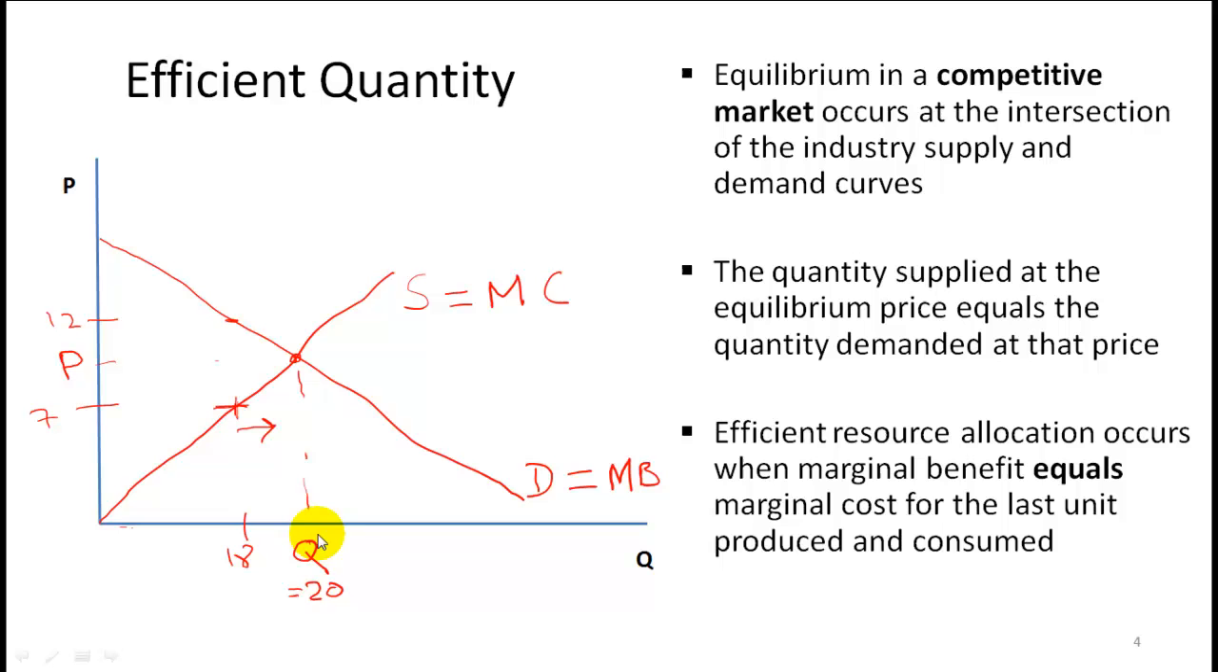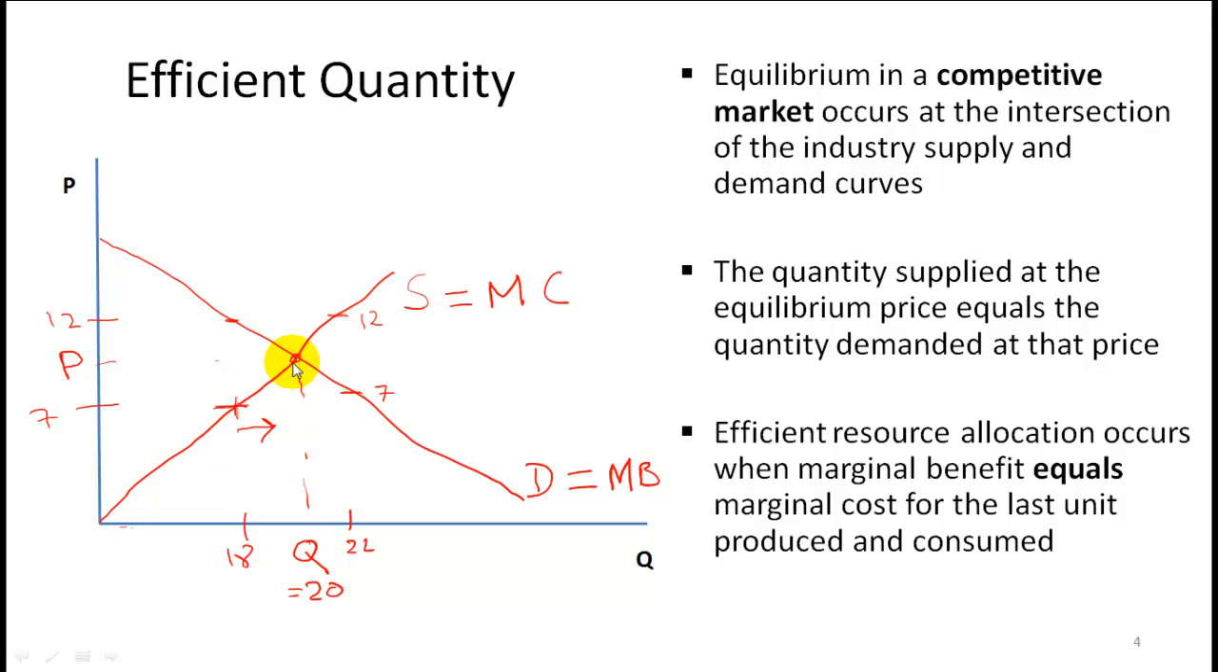Now what if you are at 22? At 22, the cost to society now is 12, and the benefit to society would be about 7. So does it make sense to produce 22? It does not, because at this point the cost to society, represented by the marginal cost curve, the cost of producing that extra unit, is more than the benefit. So at this point we are not efficient. So here we are not efficient. At 18 units we are not efficient.